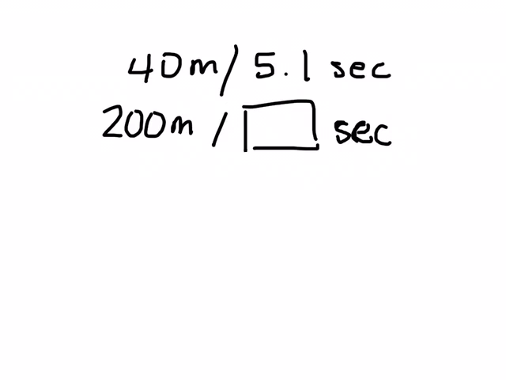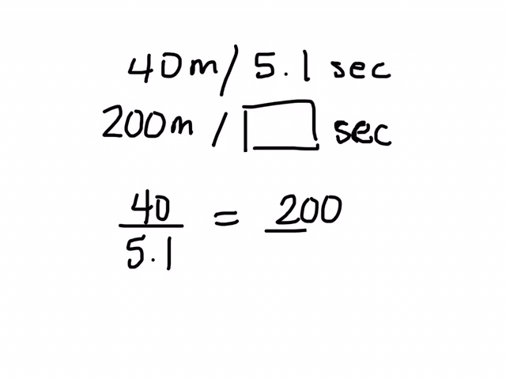Now I want you guys to try solving this with cross multiplying. So this is the rate, and we want to know the seconds. How would you set this up as a proportion using fractions? Yep. 40 over 5.1. Good. 40 over 5.1 equals 200 over, it's unknown, we can call it x.